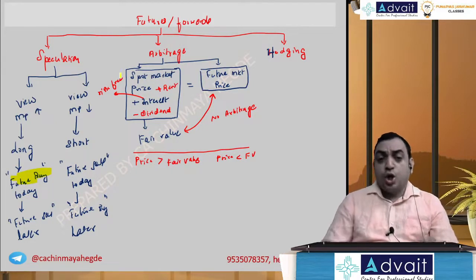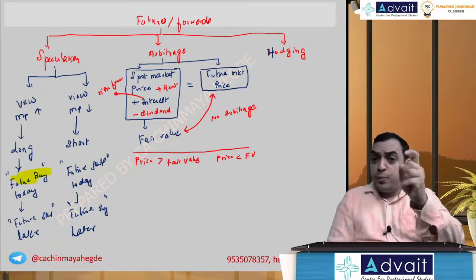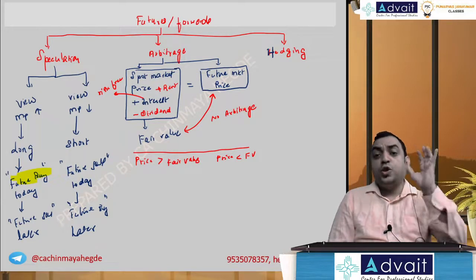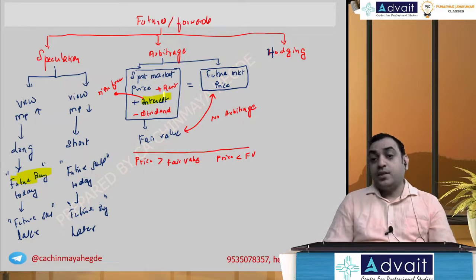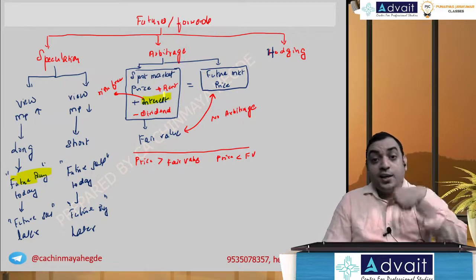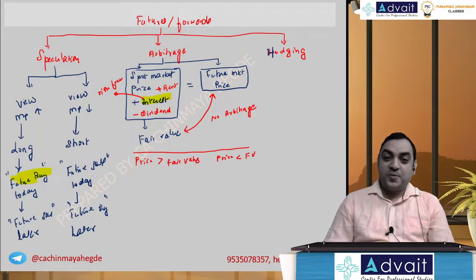I would like to talk about one or two more points regarding this fair value quickly. See if you can think logically. Future price should always be more than spot price. Why should it always be more than spot price? Because of the time value of money, interest. But if there is dividend expected, in those cases, future price can go down.